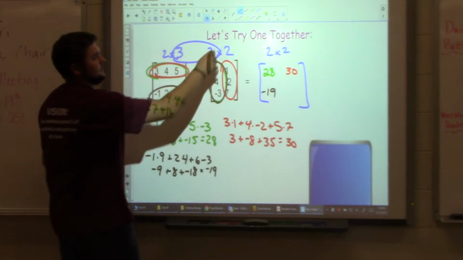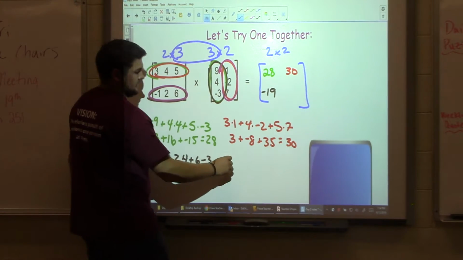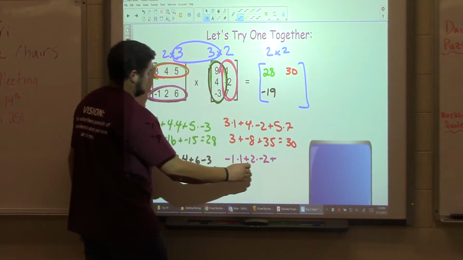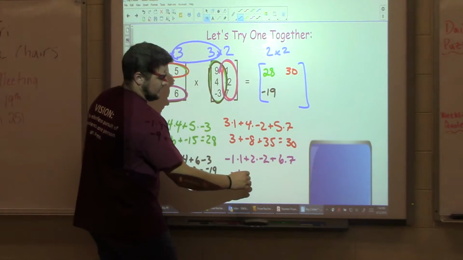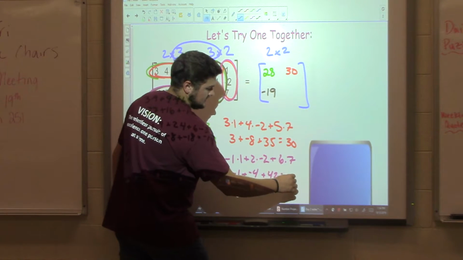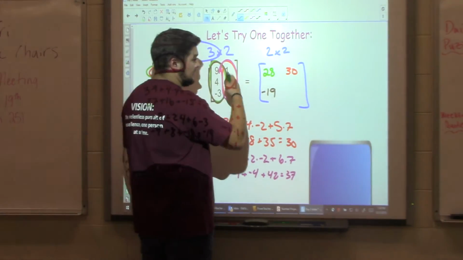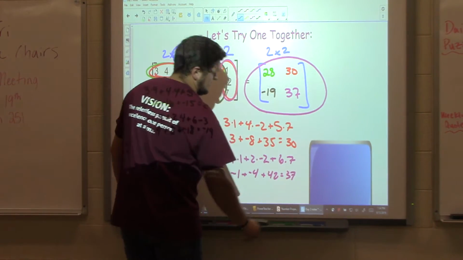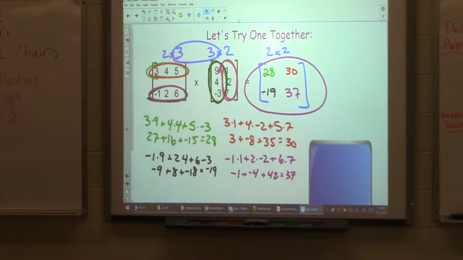Then lastly, bottom row, right column. Negative 1 times 1 plus 2 times negative 2 plus 6 times 7. We should get negative 1 plus negative 4 plus 42, which should give us 37. So that's our last spot, bottom right. Okay, does that make sense? Do we have any questions on that?